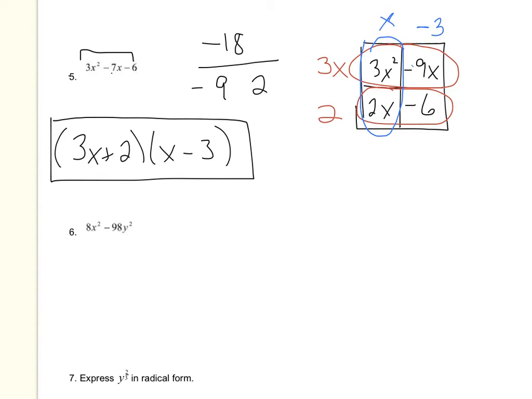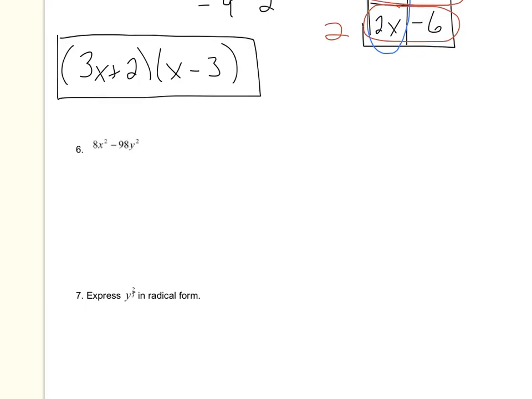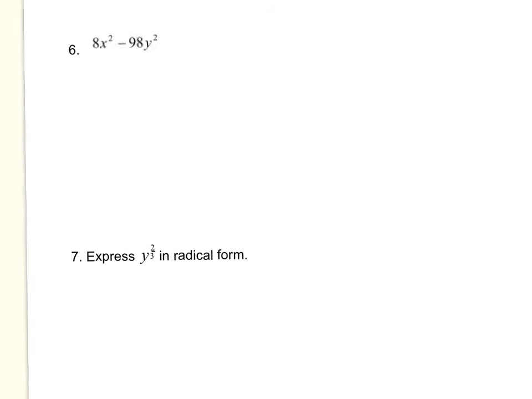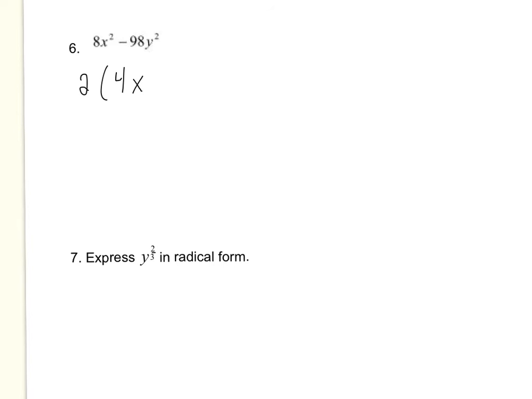So our last factoring problem is going to deal with these two-term kind of problems. So we have 8x squared minus 98y squared. The first thing I'll do is look for a GCF, which we have in this case. These both divide by 2. So I can take a 2 out, so that leaves me 4x squared minus 49y squared.